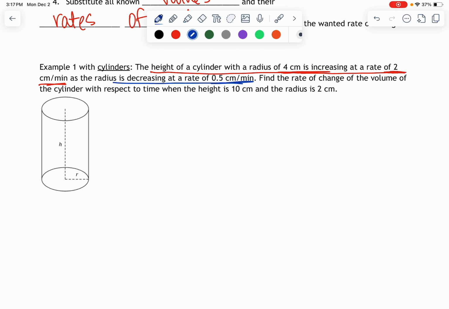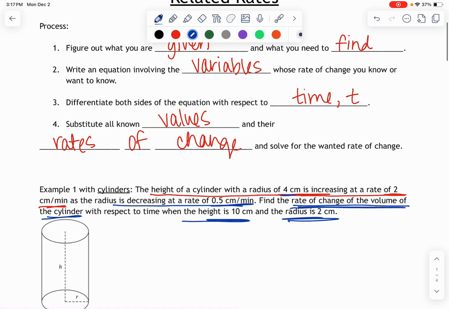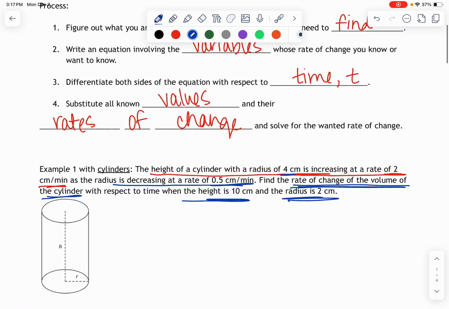Now, find the rate of change of the volume. So that's what we have to find. Rate of change of the volume with respect to time when the height is 10 and the radius is 2. So we have this cylinder. It starts out with a radius of 4, but it's getting taller and skinnier, and we're wondering what is the rate of change of the volume of the cylinder. So step 1 I said was find what you are given and what you need to find.